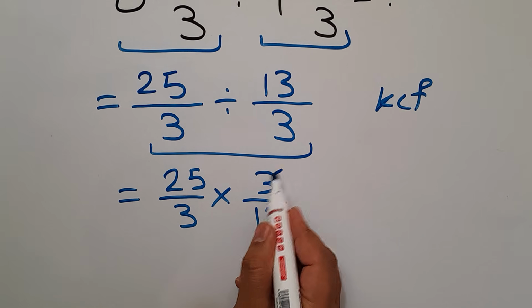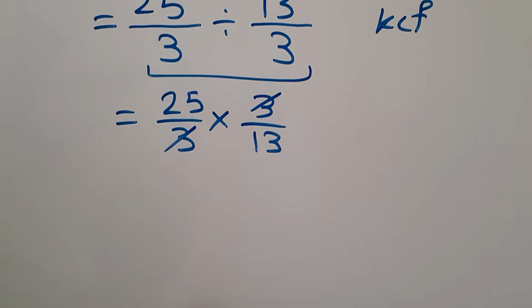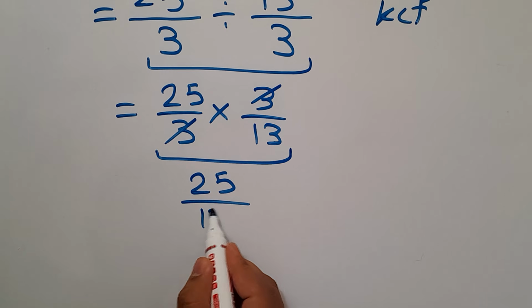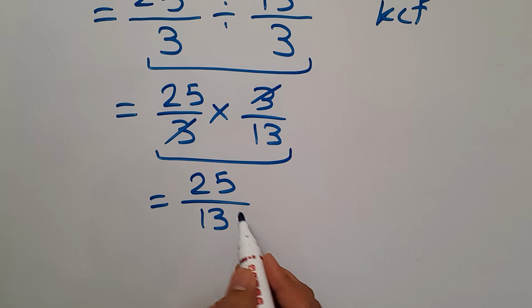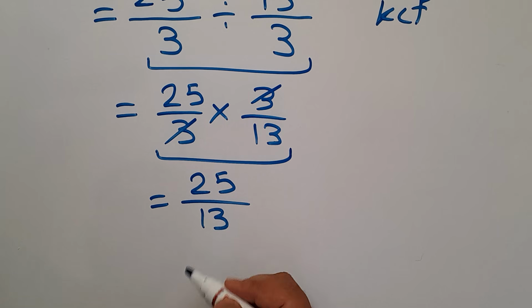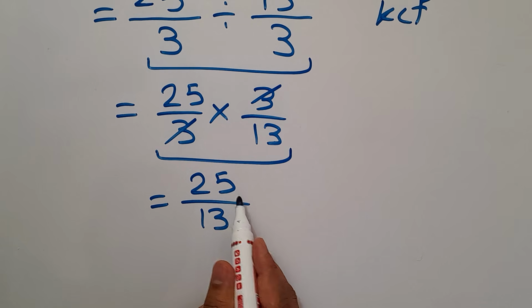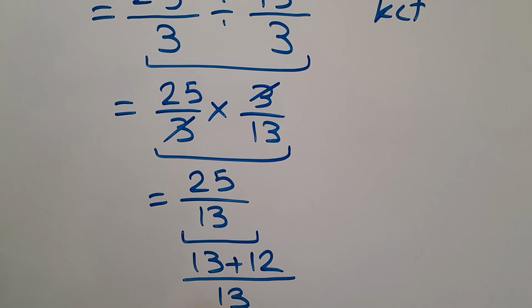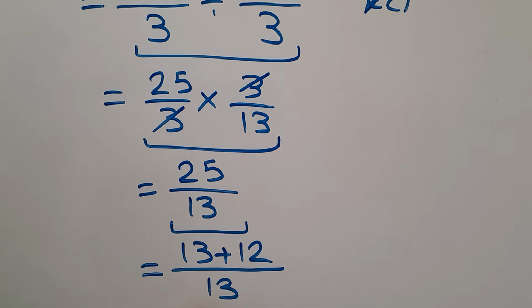Now we can easily cancel this 3 and this 3, and we have just 25 over 13. Now we can convert this improper fraction to a mixed number. 25 can be written as 13 plus 12 over 13. Okay? 13 divided by 13 equals 1. So 1 and 12 over 13.